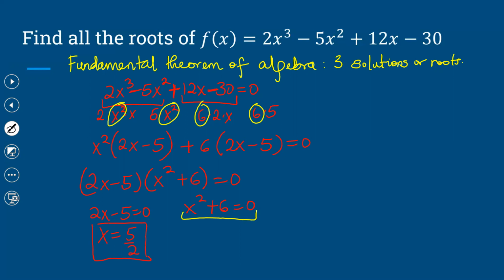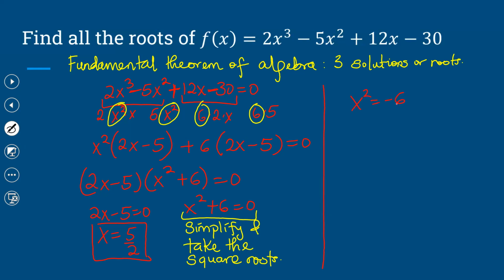So this is a simple quadratic. We can simplify and take the square root of both sides. That will reduce to s squared equals negative 6. So we take the square root of both sides. s will now be plus or minus. Don't forget that. And we remember from our simple algebra that when you have the square root of negative 1, that is our imaginary number i. So we can rewrite this as plus or minus square root of 6 i.